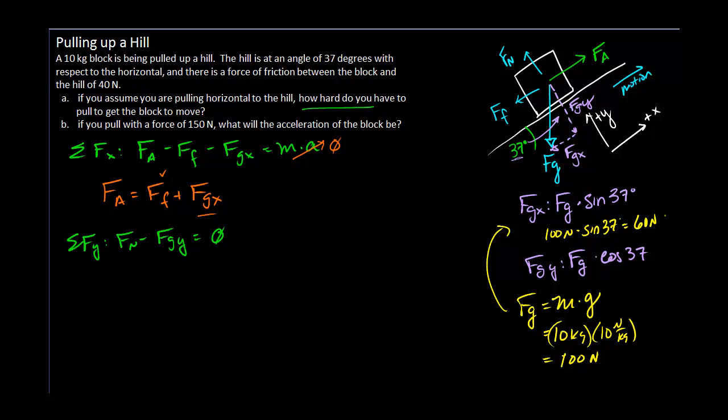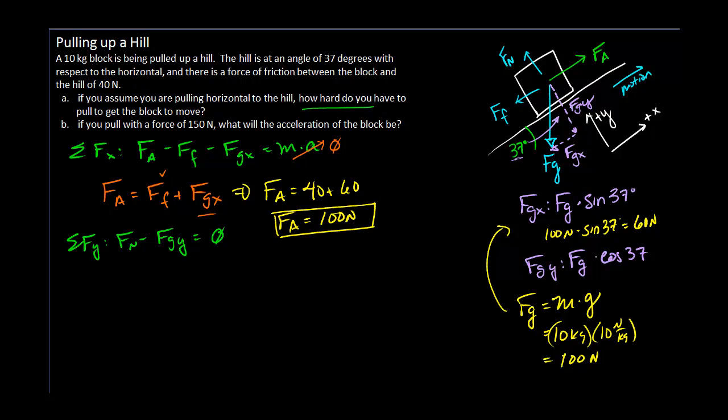Now I can plug this into my x equation over here and solve. My applied force is going to equal my force of friction, which is 40, plus my x piece of gravitational force, which is 60 newtons. So the applied force needed to just get this thing to move is going to be 100 newtons. So there's part A.